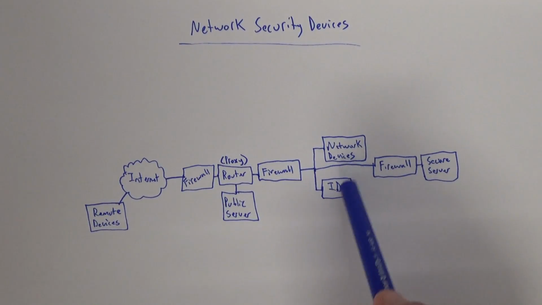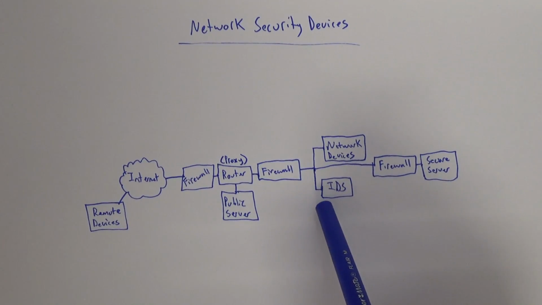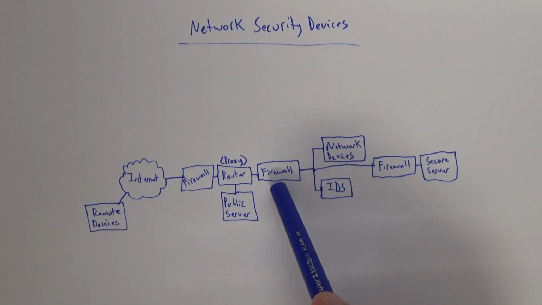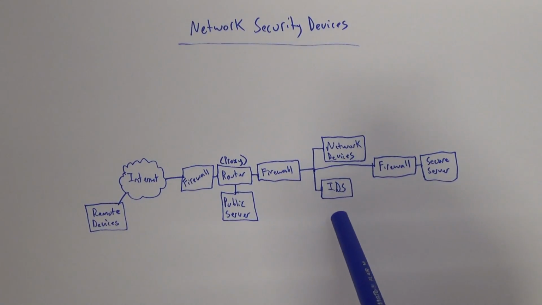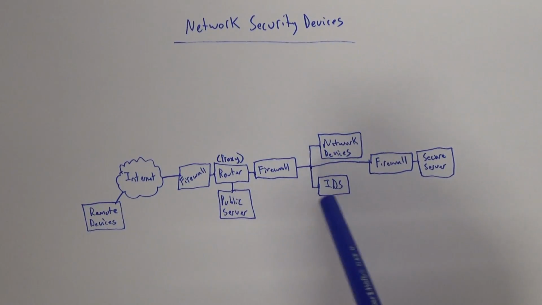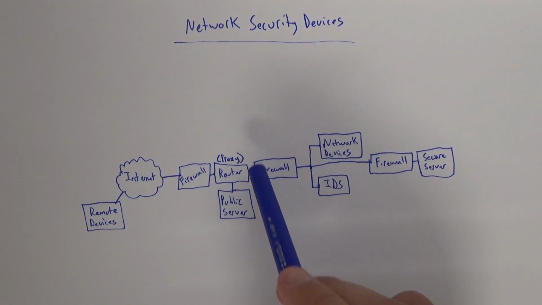So that's the difference between an intrusion detection system and an intrusion prevention system: the IPS has access to a firewall so that it can change firewall rules and prevent intrusions, while the IDS is simply detecting them and notifying a human user. Firewalls, IDSs. Another one is proxies.